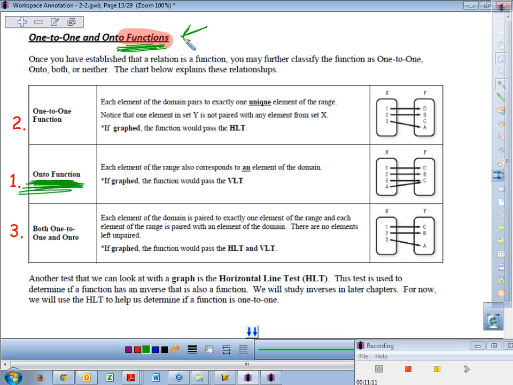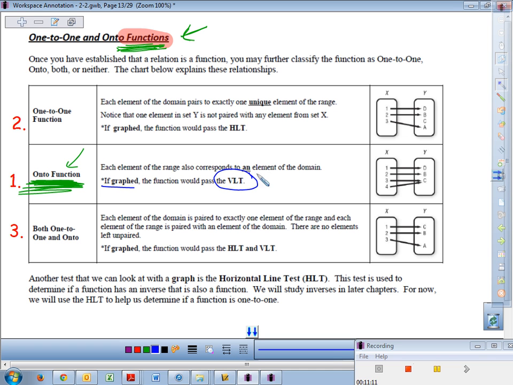And we're not going to try to overcomplicate this. We're assuming that everything given to us is either a function or not a function. So that's why we check onto first, because this checks to see if it's a function in the first place. If something is onto, it says each element of the range also corresponds to an element of the domain, but blah, blah, blah. It says if it's graphed, it passes the what? The VLT. Isn't that the test in the first place to see if it's a function, right?